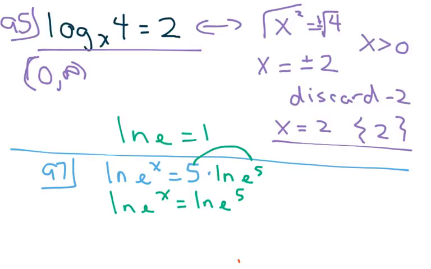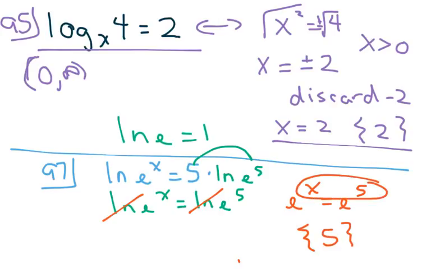Now in this case, I'm just trying to solve for x, so I don't need the ln's. So I have e to the x equals e to the 5. So clearly my solution set is 5. It says so right here. x equals 5. Okay?